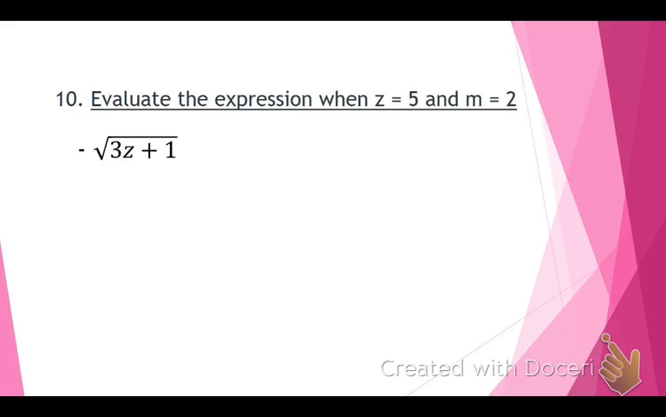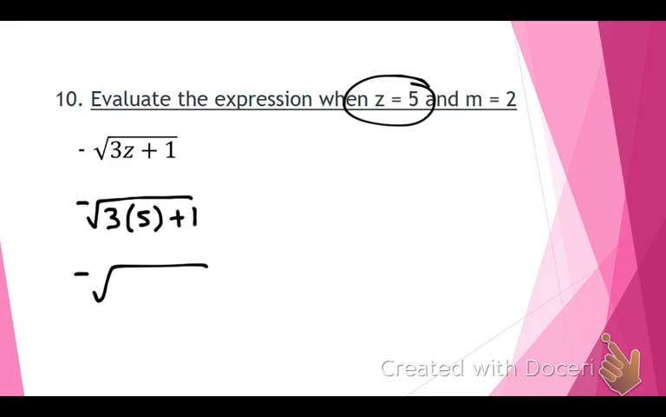Number 10 says to evaluate the expression when z equals 5 and m equals 2. So this is where we're plugging in our substitutions. Instead of putting negative square root of 3 times z plus 1, I'm going to put the negative square root of 3 times what number? 5. Because it says right here that z equals 5. So I'm plugging in a 5 there instead. And always remember, if that negative is outside of the square root sign, you know your answer is going to be negative.